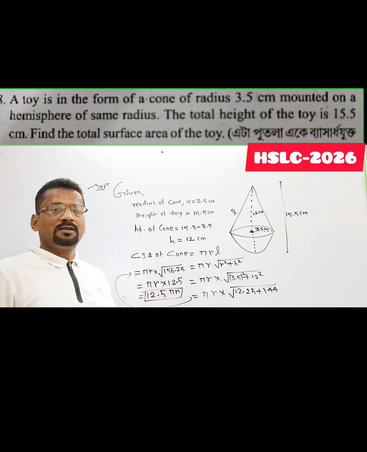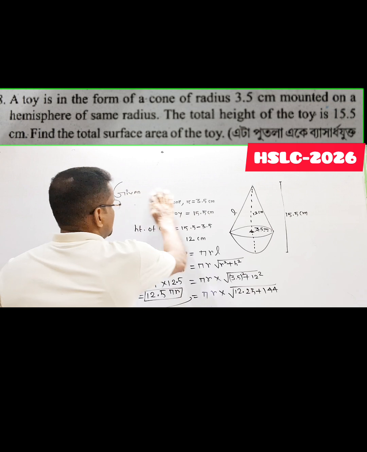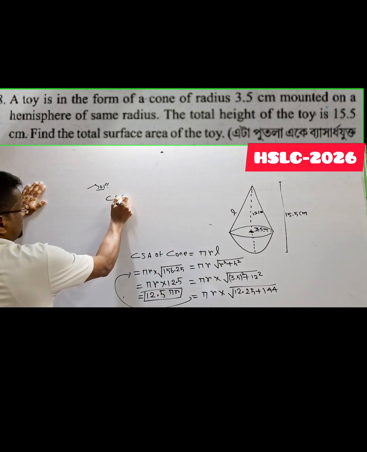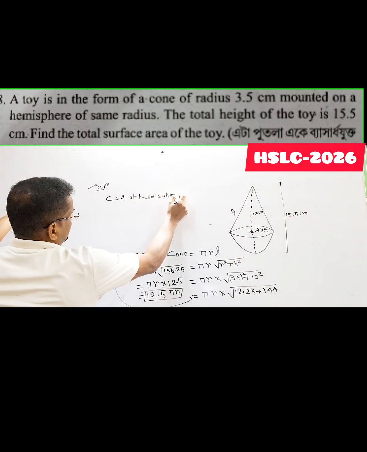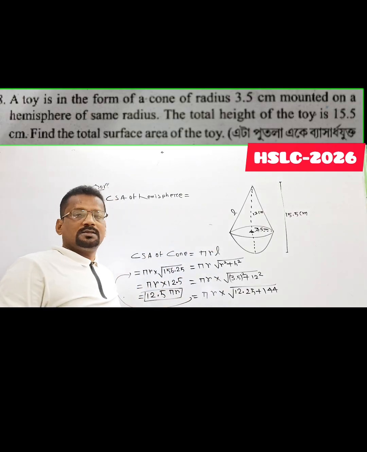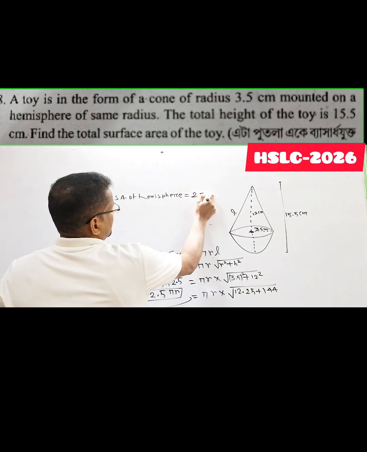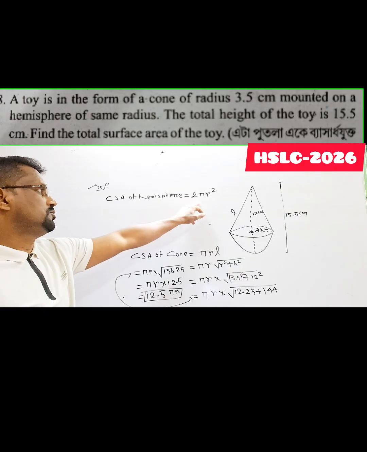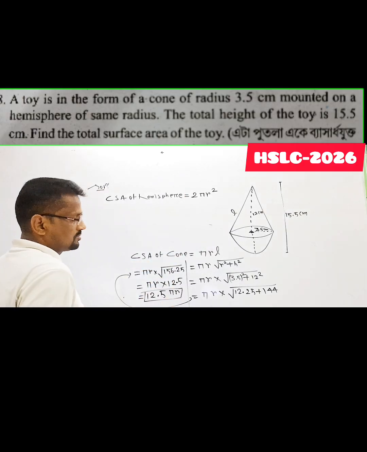Next we have to calculate CSA of the hemisphere. So now see, CSA of hemisphere will be what? Curved surface area of hemisphere. Formula is known to you. The surface area of a sphere is 4 pi r square, and as it is hemisphere, that will be 2 pi r square. So it is 2 pi r square. Value of r later on we will put. It will be convenient for us to calculate.